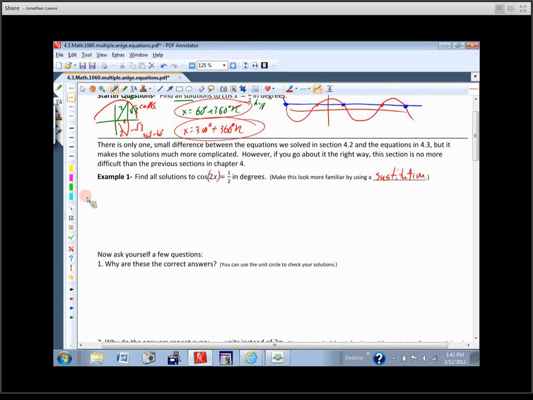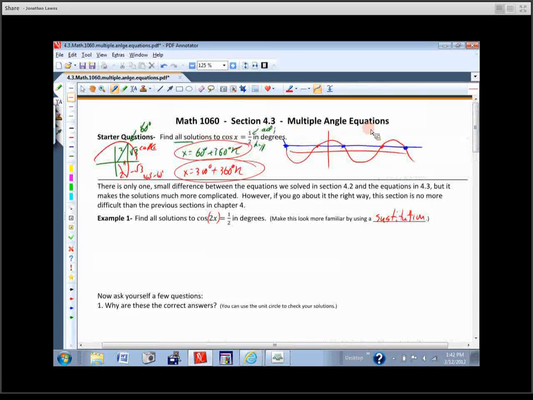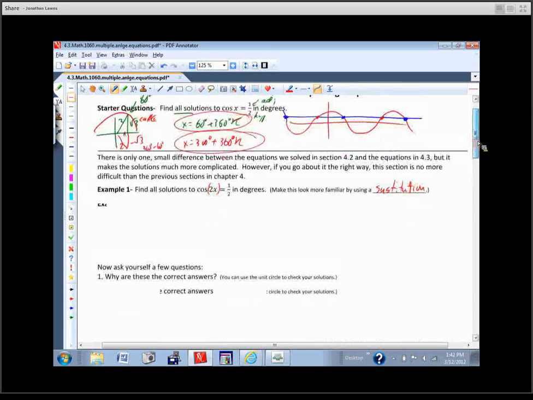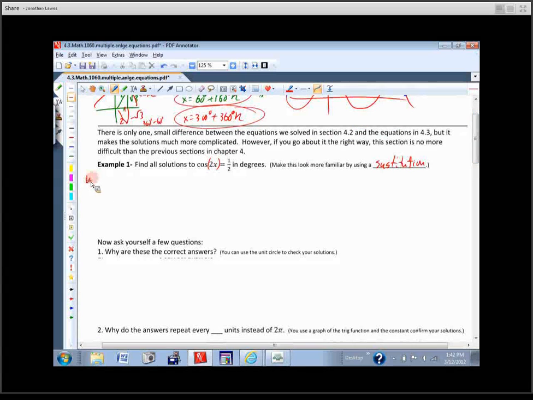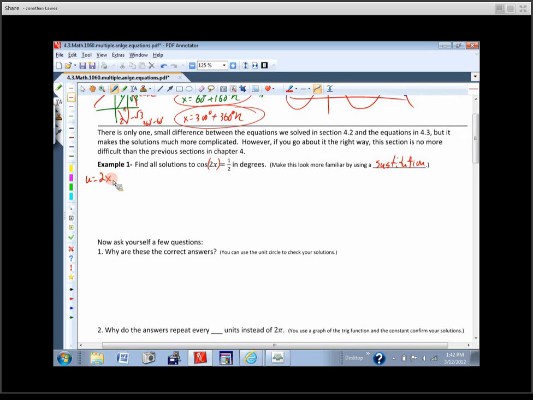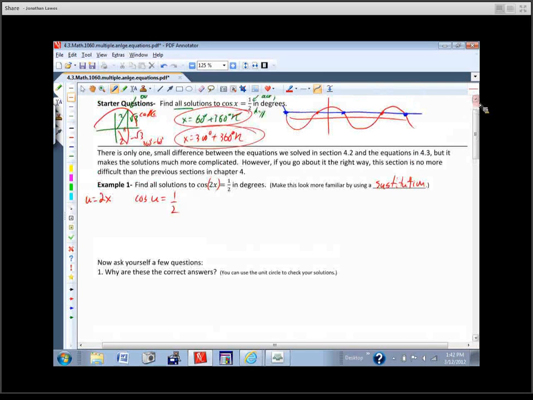This section is called multiple angle equations, because of that multiple of 2. So we say U equals 2x. Wherever there's a 2x in the problem, we put a U. This means we've got cosine of U equals 1/2. Doesn't that look familiar? That's exactly like this one up here.